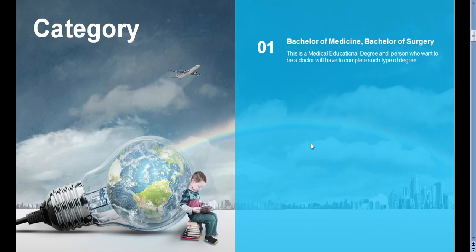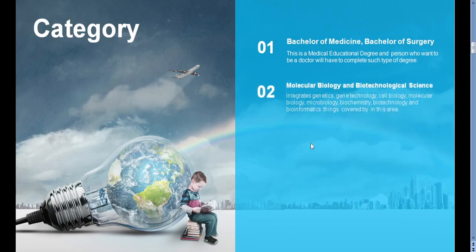The second one is Molecular Biology and Biotechnology Science. It is the second full form of MBBS and is basically used for integrated genetics, gene technologies, cell biology, molecular biology, microbiology, biochemistry, biotechnology, and bioinformatics; these things are covered in this area.